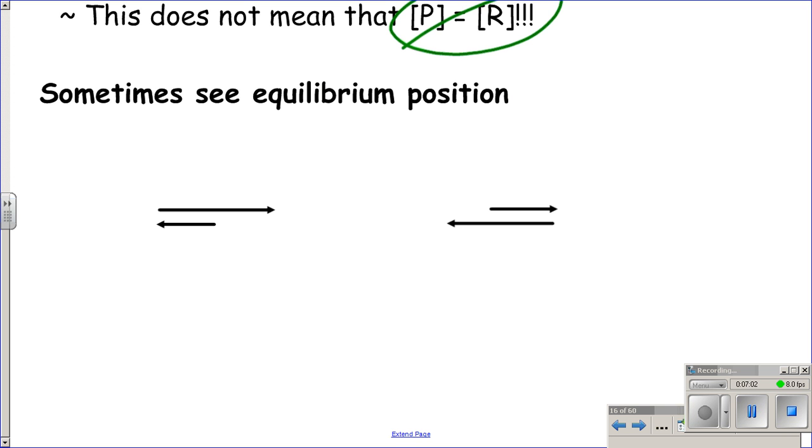Okay, so this one right here is showing more products are formed. This one right here is showing more reactants are formed. Can I go forward? Okay, some of us are like, yes, please. Some of us are still writing.